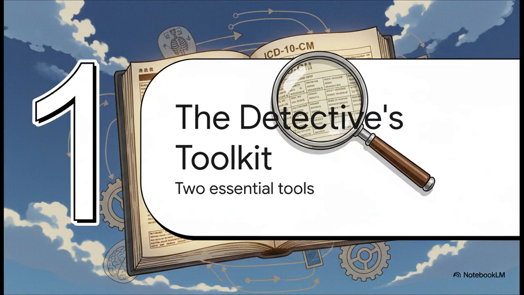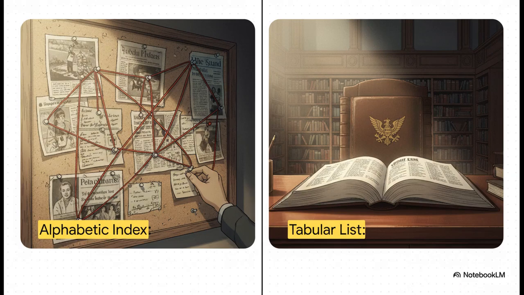Now, this book is massive. You don't just sit down and read it like a novel. A good detective knows exactly which tools to pull out of their toolkit for the job. And to solve these coding mysteries, we're going to focus on two absolutely essential sections of this rulebook. Okay, think of it this way. The alphabetic index is where you start your investigation. It's your list of leads, all organized by the condition or diagnosis.